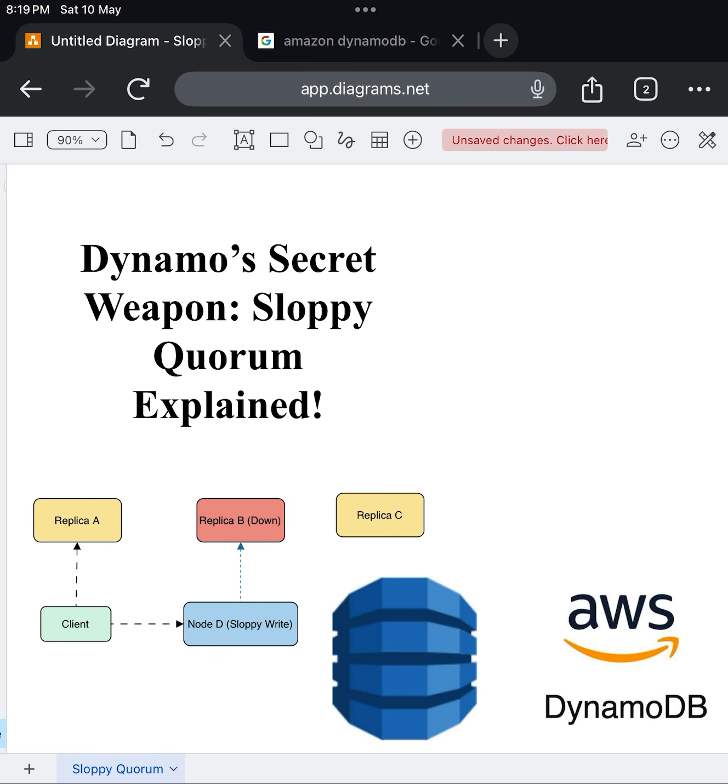But the story doesn't end there. Once replica B comes back online, node D performs a hinted handoff, forwarding the stored data back to its rightful owner. This ensures the system eventually becomes consistent again.